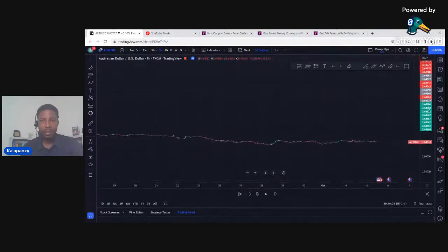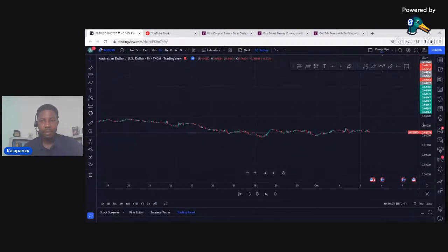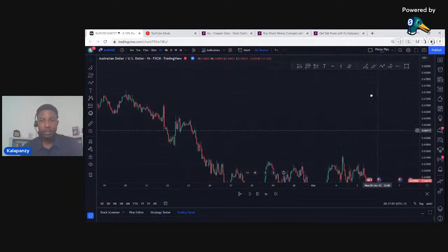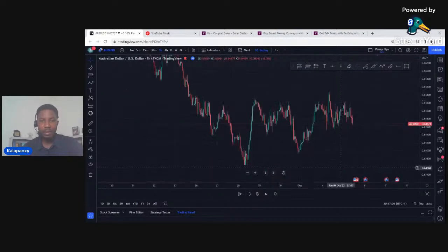Now let's walk through this real quick. Okay, so here we are. This is the market. This is Australian dollar, US dollar. And we were asking ourselves, where is the market likely to go? Is it going to go up? Is it going to go down? At this point, should we be buying or should we be selling? Any guess? Which way should we go with this market?